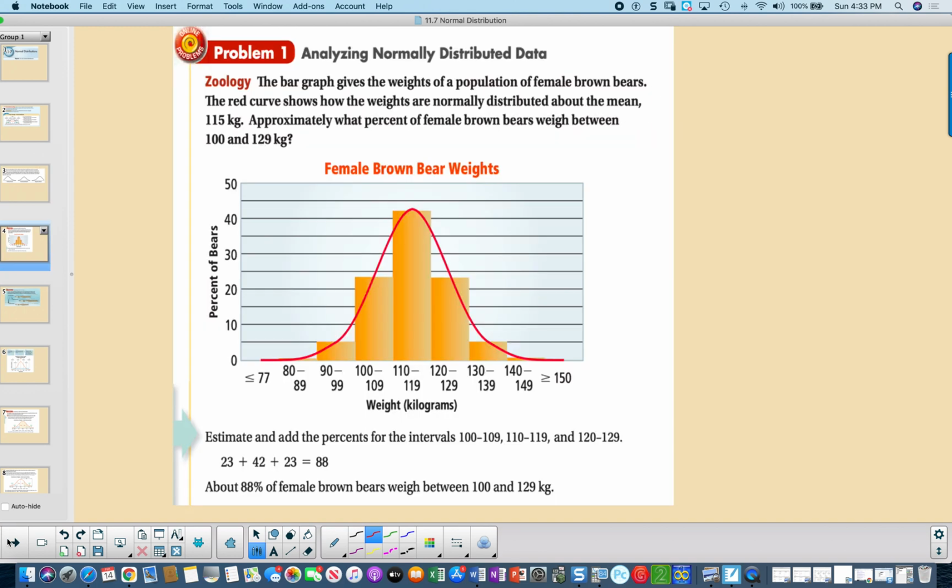Let's take a look at this normally distributed data. Notice that most of the data is in the middle where the mean is, and then there is data after and before.